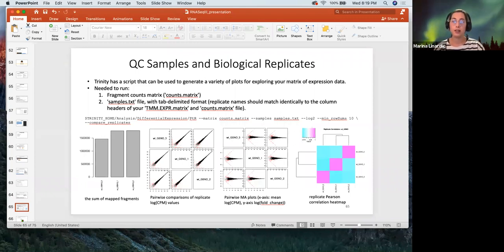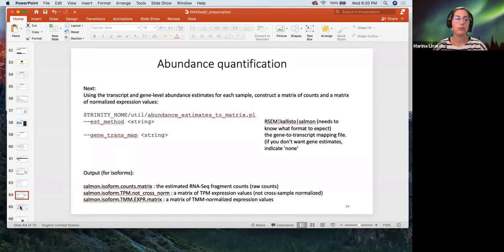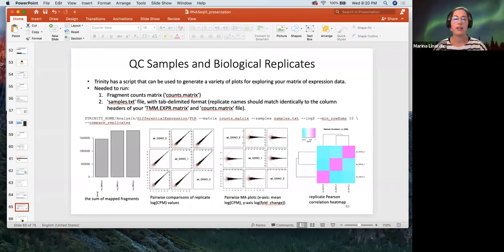For this particular one, you need to have the counts matrix, which you get from doing the abundance estimation, and you need this samples.txt file. This is the command that we're going to talk about later when we run it. You get out the sum of mapped reads.